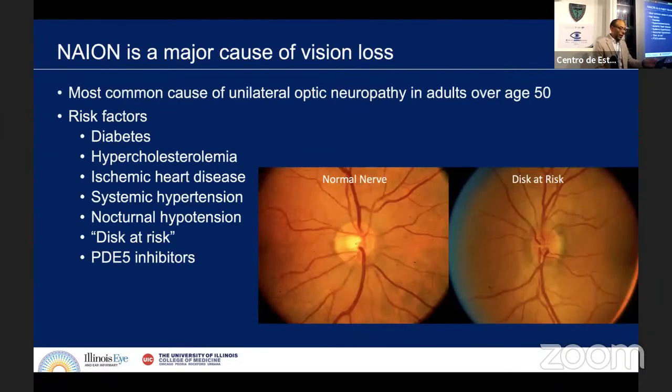It's the most common cause of unilateral optic neuropathy in patients over the age of 50, so you really have to start thinking of it. Patients who suddenly lose vision and are over 50 with vasculopathic risk factors. Nocturnal hypotension is a risk factor. And then there's the disc at risk, which you see here: a nerve that is very small and crowded, which we think can choke itself off. Another risk factor is things like Viagra and PDE5 inhibitors.